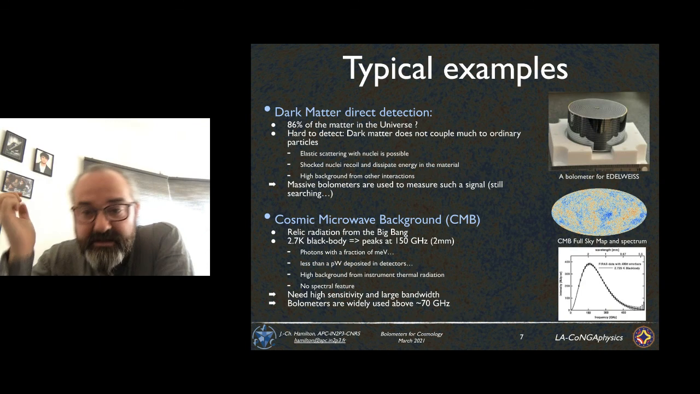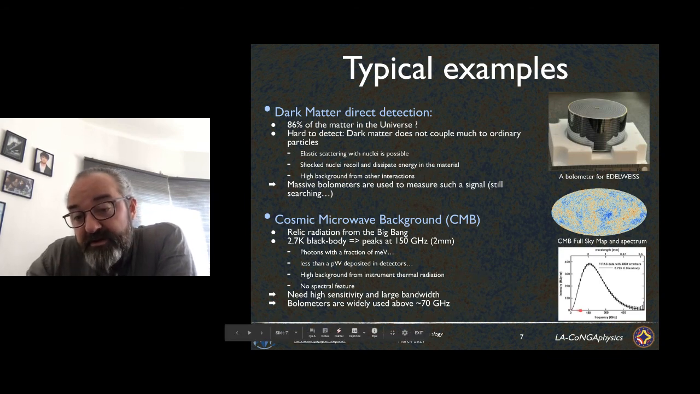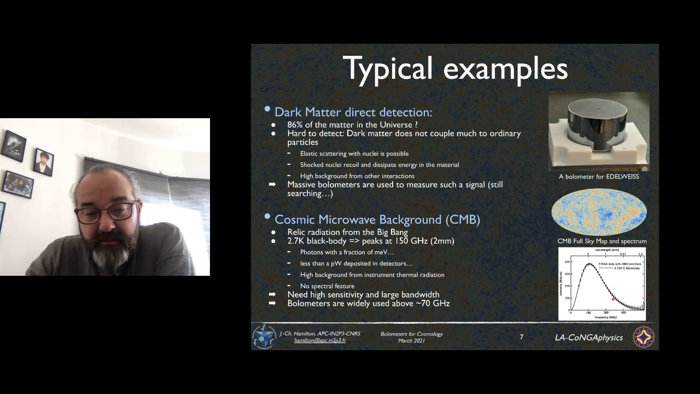The thing is that such a cold black body has photons with energy of a fraction of an meV, so very little interaction. It's less than a picowatt deposited in the detectors, so very, very little energy. And there's a lot of background from the rest of the instrument, from the atmosphere, and so on. Furthermore, there is no specific spectral feature in that spectrum. It's just a black body.